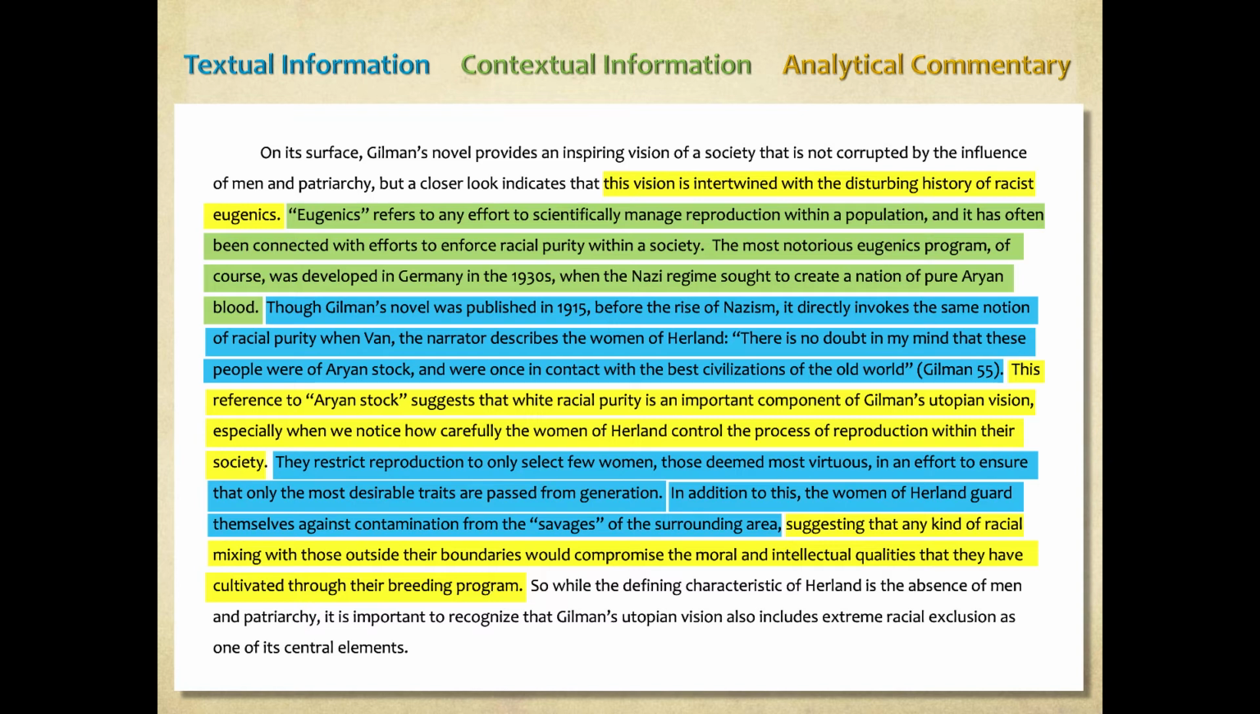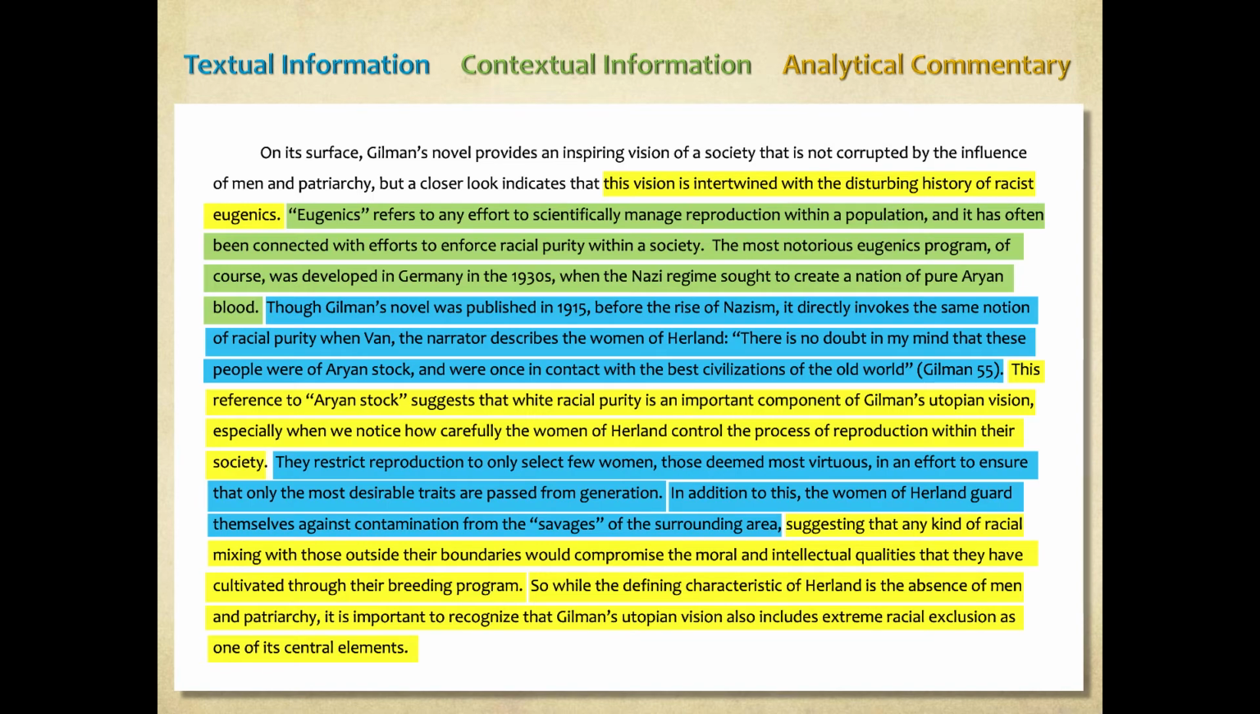Okay, so by this point, we should be able to see from our highlighting that Jada's paragraph uses a strong mix of textual evidence, contextual evidence, and analytical commentary to fully develop a complex point that we can find fully expressed in the analytical commentary of the final sentence of the paragraph. So while the defining characteristic of Herland is the absence of men and patriarchy, it's important to recognize that Gilman's utopian vision also includes extreme racial exclusion as one of its central elements. So the way that this final sentence gives full expression to the point that's developed through the course of the paragraph really leads us into our next discussion about coherent structure.